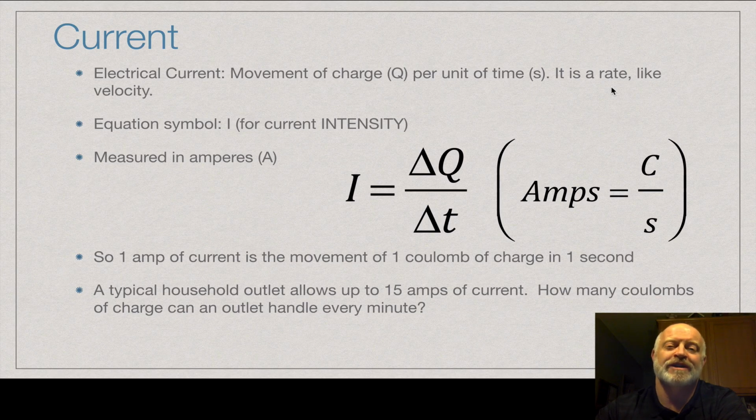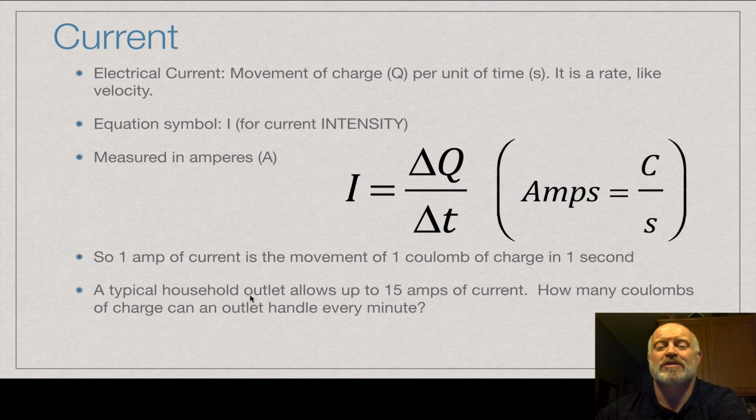Now the symbol we use for current isn't C, because C represents the coulombs of charge. So we use an I, and that I stands for current intensity, or the intensity of that current, or how much flow is actually going on there. We measure current in amperes. Very often we shorten this to amps, but the full word is amperes, which is a capital A. If we take a look at our equation, our current is really our change in charge over our change in time, or it's a coulomb per second, because coulomb is our measurement of charge and seconds is our measurement of time.